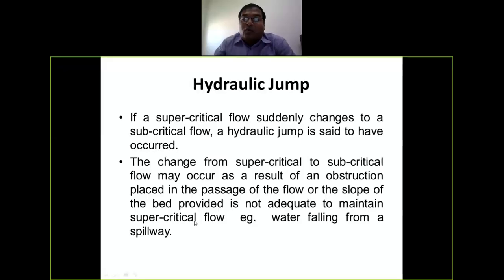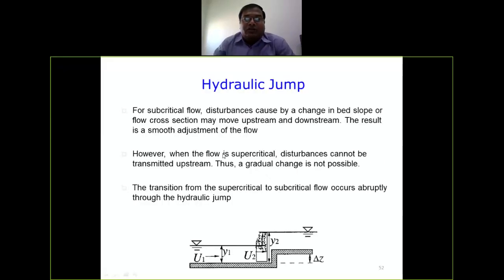For example, water falling from a spillway. So at that time a hydraulic jump will occur. Okay. I will show you the figure.